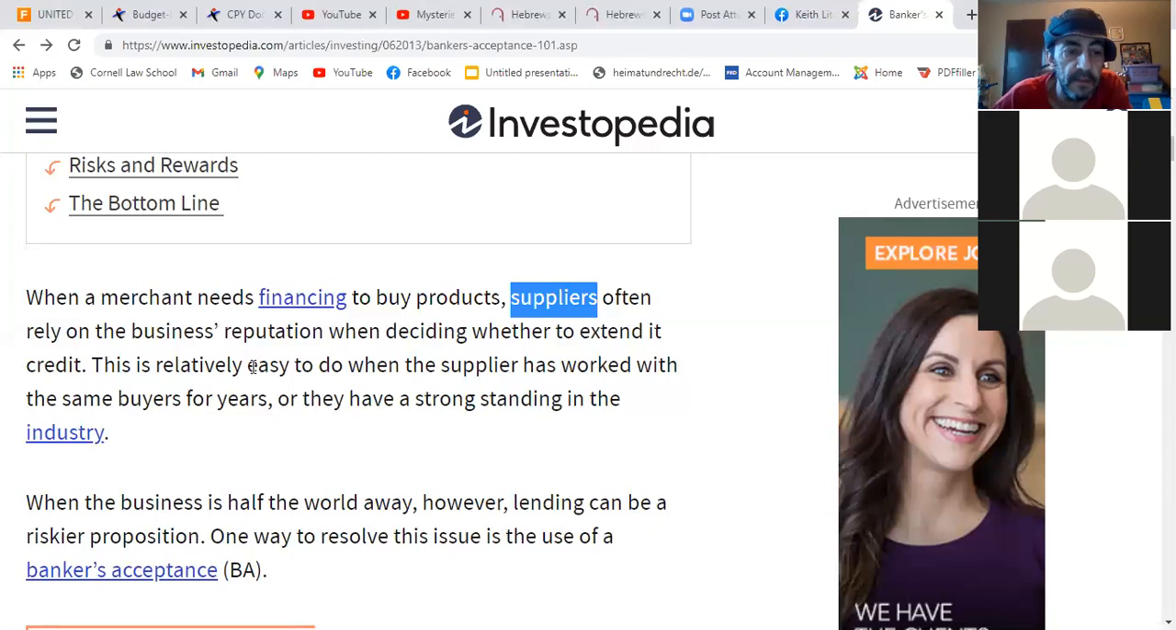And this is relatively easy to do when the supplier has worked with the same buyers for years. Well, this government has worked with the people for years. Or they have a strong standing in the industry. Well, the only standing they have in the international forum is that of the people, and it's recognized in the international people that no nation can come about except upon the shoulders of the people. Period. It's a concept of developing nations.